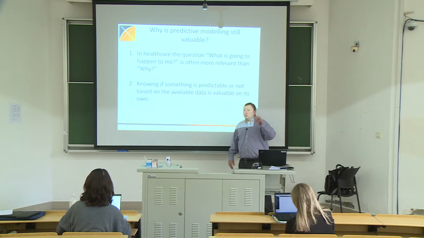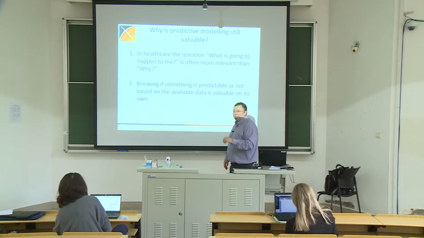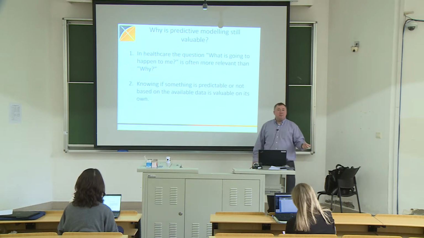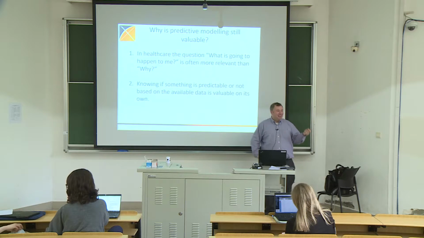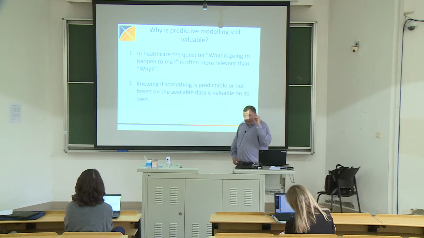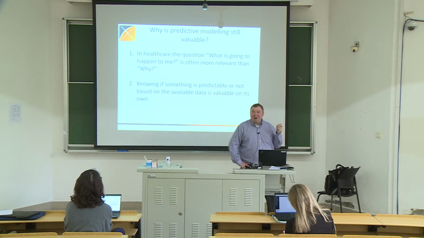Knowing the situations where you can predict and knowing the situations where you can't predict, both of those have value. Because if we can't predict something, it should raise the question, what other data can we go collect to try to make this predictable? And if we can predict something, then we should start to use that information now and not worry about what other data might exist in the future.